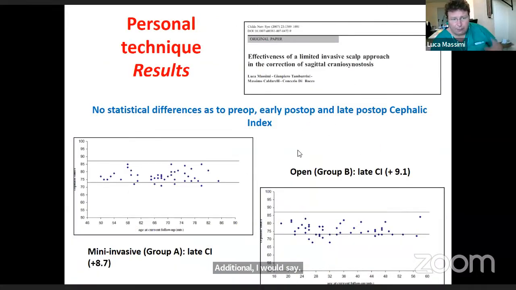This was the study we published several years ago. Now we are working on the update of the study using not only the cephalic index, but also other parameters based on the laser scan.